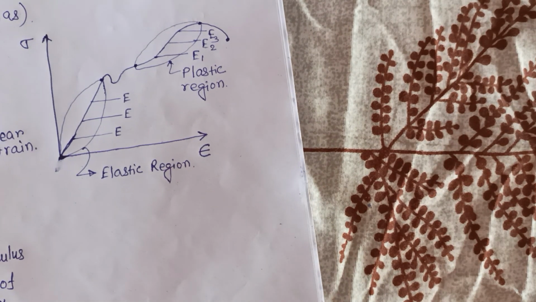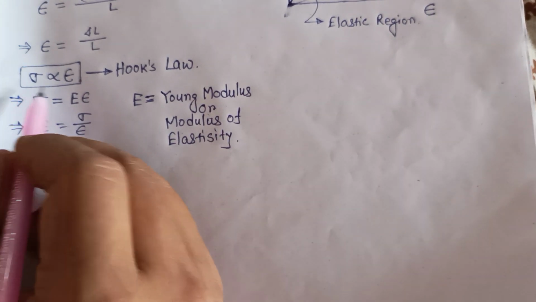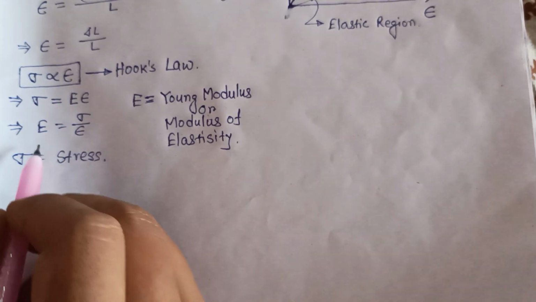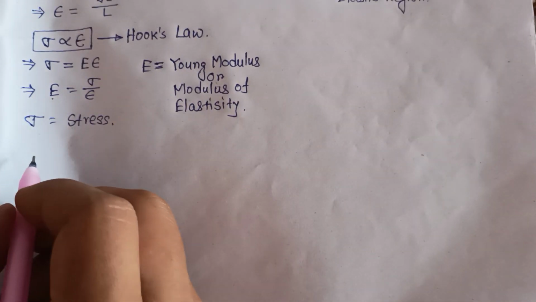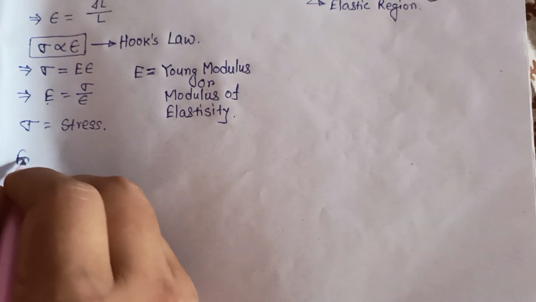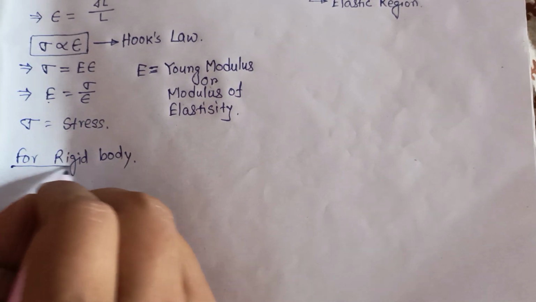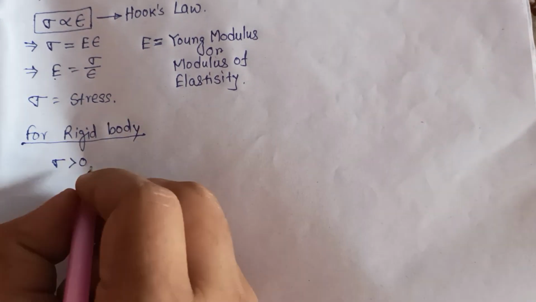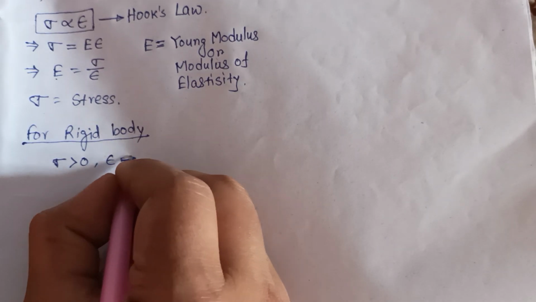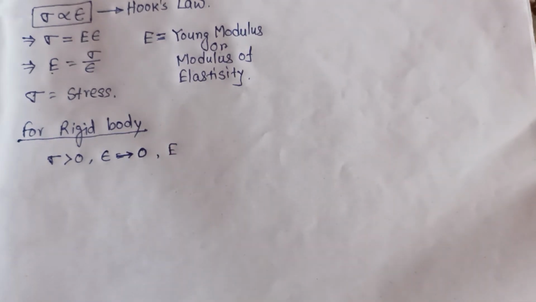Okay, now if we focus on Hooke's law, stress is proportional to strain, and E is equal to sigma by epsilon. So if we focus on the rigid body, what is the given case? If stress is greater than 0 and strain tends to 0, what is the Young modulus?